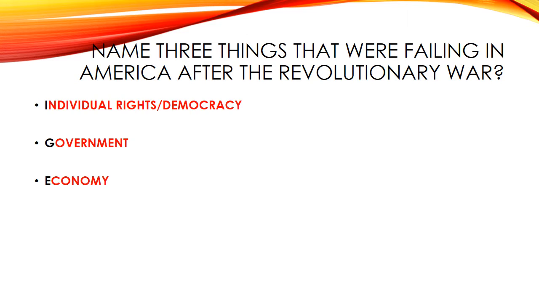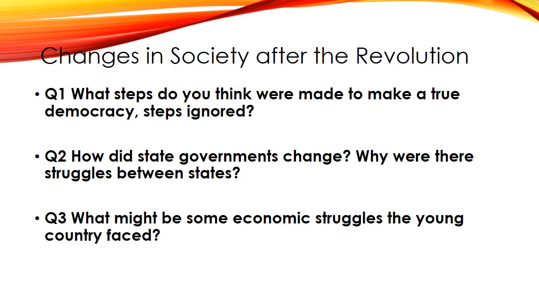This is like 1781, well, actually 1777 to 1787. These are the years that we're looking at. And I know the Revolutionary War ends in 81 with the Battle of Yorktown. There's more battles, yes. Treaty of Paris, 1783. But really the era that we're looking at is these 10 years. Okay? All right, so some changes in society after the revolution.